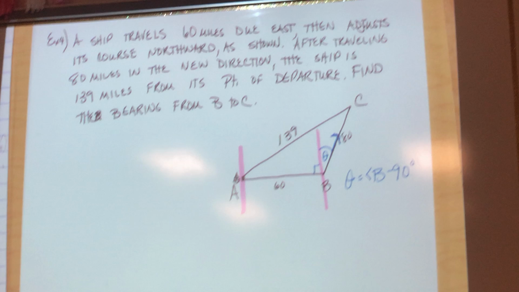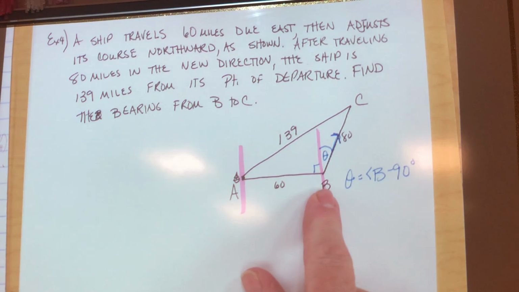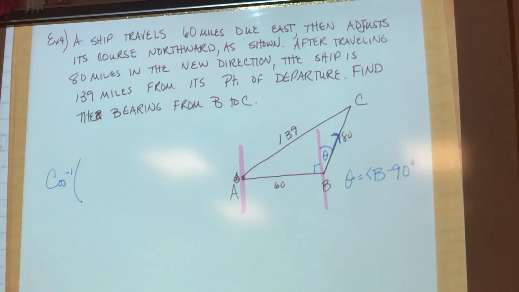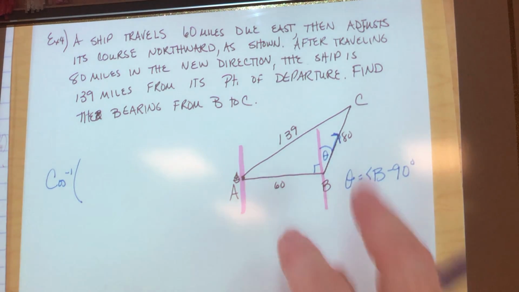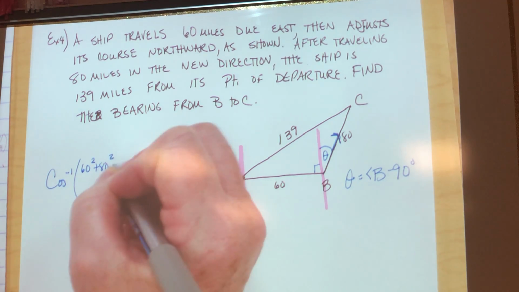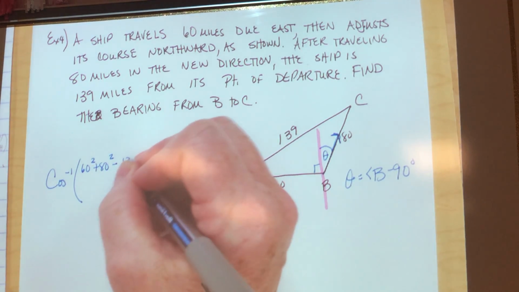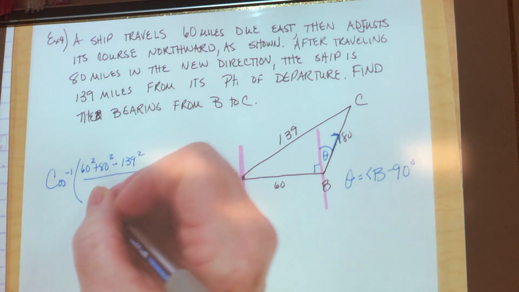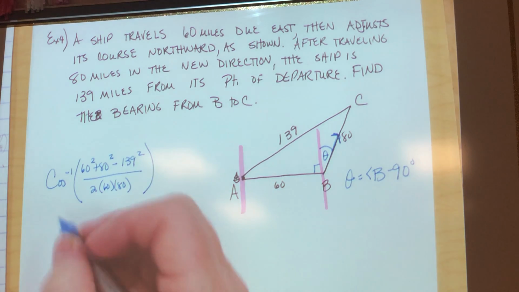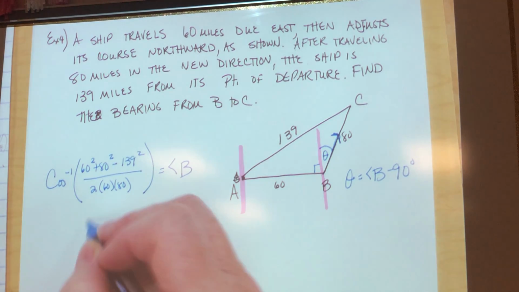Okay? So, let's see. We need angle B. Can I use law of sines? Don't have a pair. Okay? So, to find angle B, I'm going to do inverse cosine of the two sides that make the angle, 60 squared plus 80 squared, minus the side that goes with the angle, 139 squared, all over 2 times 60 times 80. That's going to be angle B.